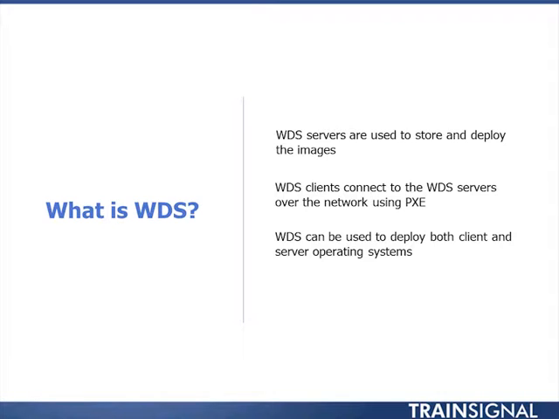Now, it should also be noted that WDS can be used to deploy both client and server operating systems. Okay, so you can use this to deploy a bunch of client machines, but you could also use it to deploy a bunch of servers. Now, if you think about it, what are you going to most likely use it for? Probably for your client operating systems more so than your servers, because, well, in any given network, you're going to have one server for every 100 clients, every 200, every 500.